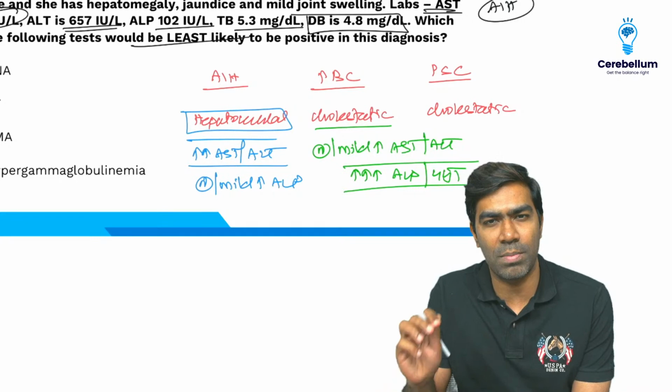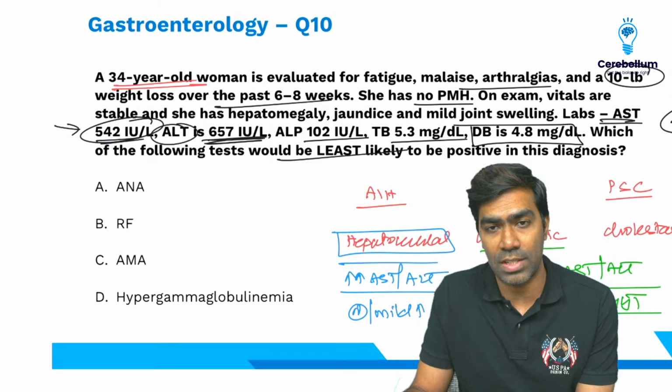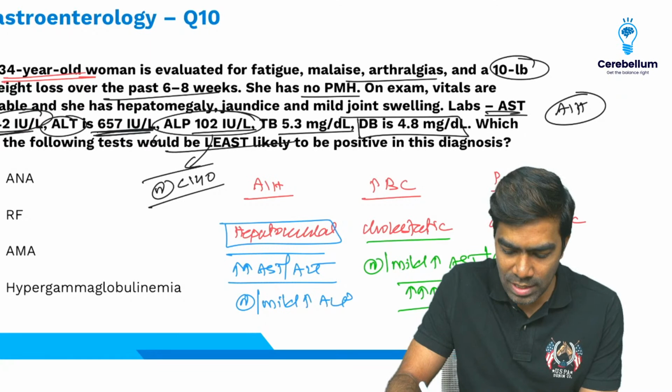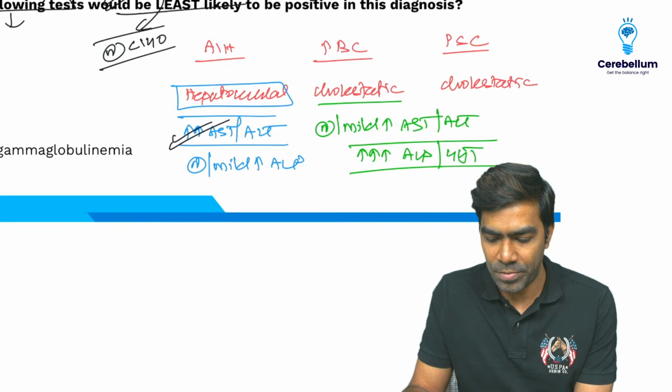So this patient, our patient in question, is having AST of 542, ALT of 657, ALP of 102, which means ALP normal is less than 140. Normal ALP is less than 140 or less than 120. This is absolutely normal. ALP is normal. So leave the bilirubin. Our patient in question is having a hepatocellular pattern. You can notice the AST and ALT is the one that is very high. So that's hepatocellular pattern.